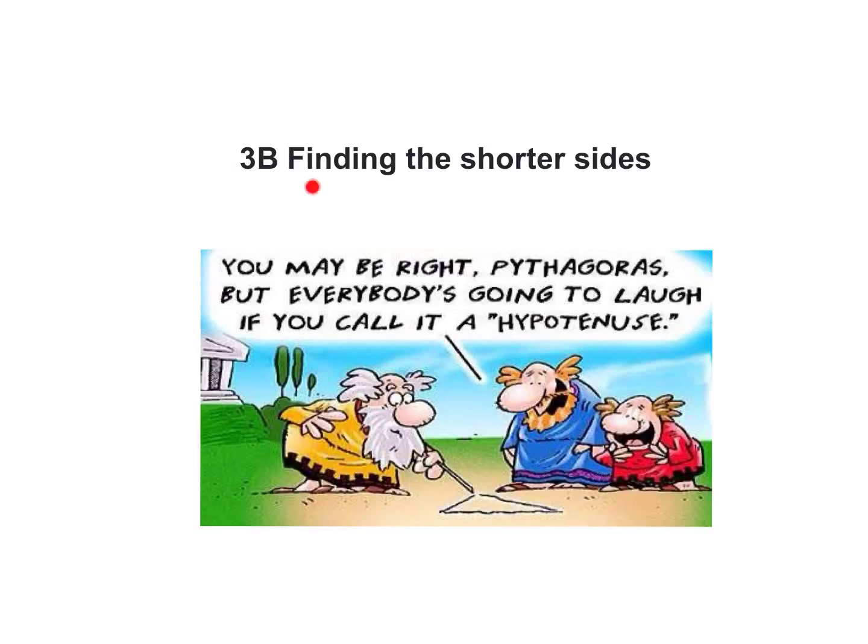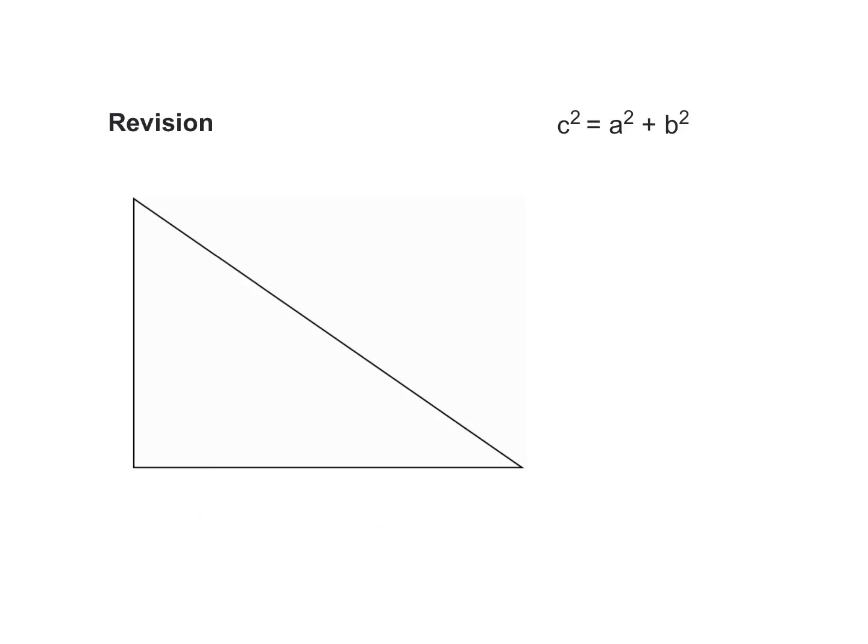Hi, Mr. Eaton here, and today we're going to use Pythagoras' theorem to find the shorter sides. But before we do, just a quick bit of revision, remembering that Pythagoras' theorem is c squared equals a squared plus b squared.